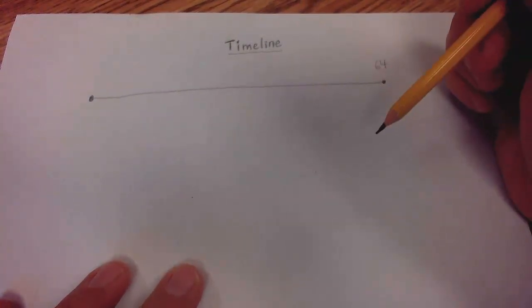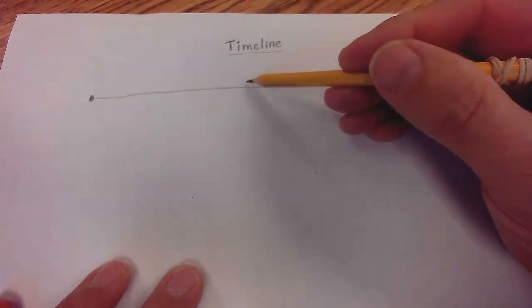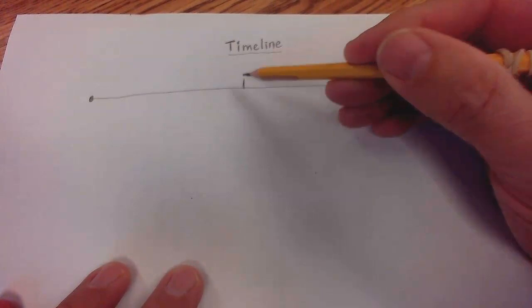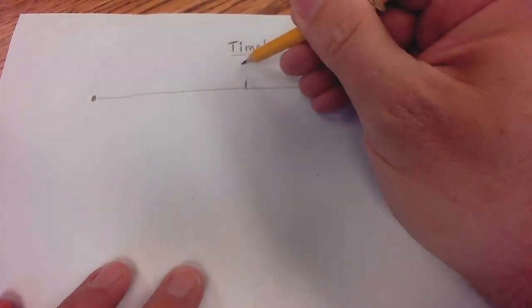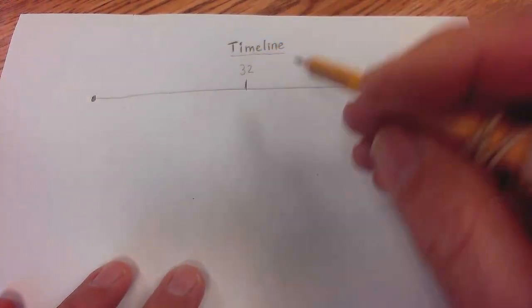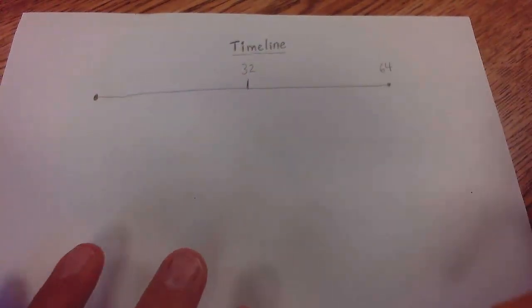And to make organizing this timeline simpler, I'm going to put a mark at about halfway, and I'm just going to do a little bit of quick mental math, and half of 64 would be 32. So I'm going to write that here. So now I have these key points, beginning, middle, and end of my timeline.